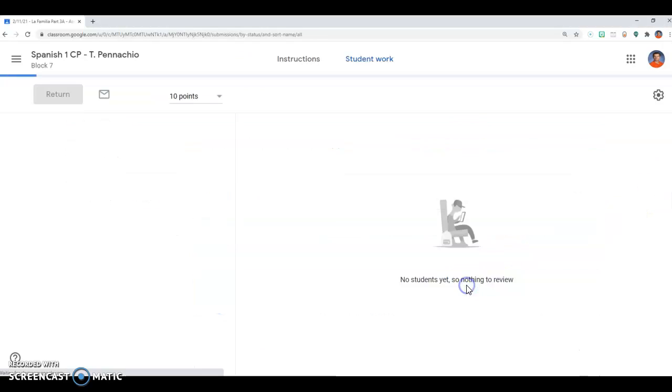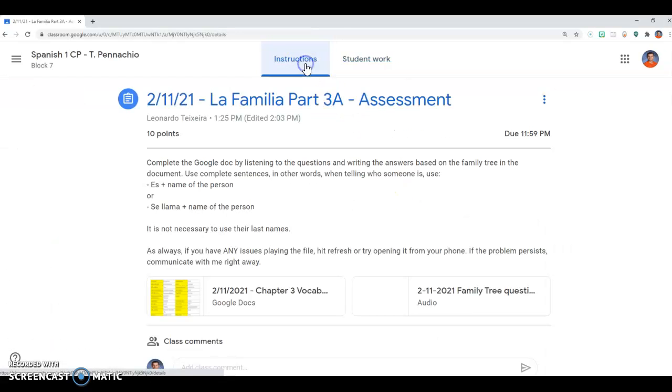Okay, for part 3A, you're going to complete the Google Doc by listening to the questions and writing the answers based on the family tree in the document. Use complete sentences. So if you find out that the name of the person is Martha, you would say, es Marta. Or you can write it down as se llama Marta instead.